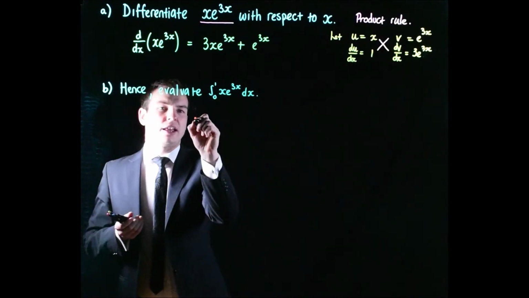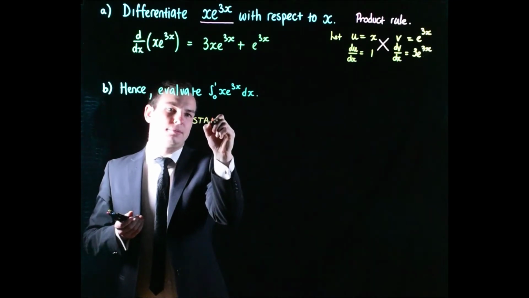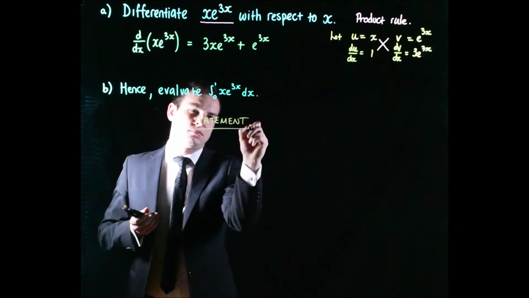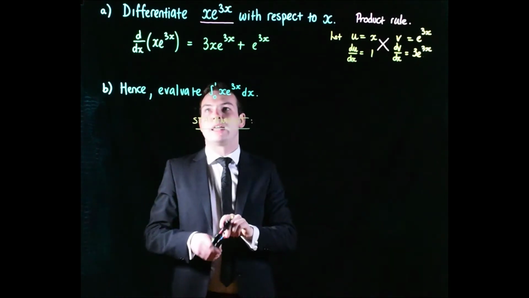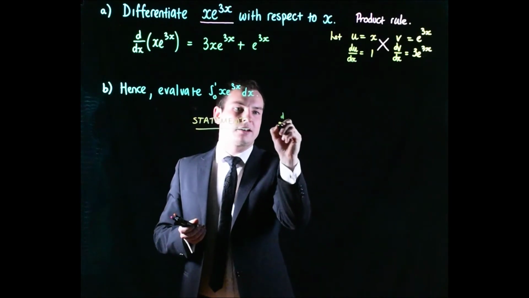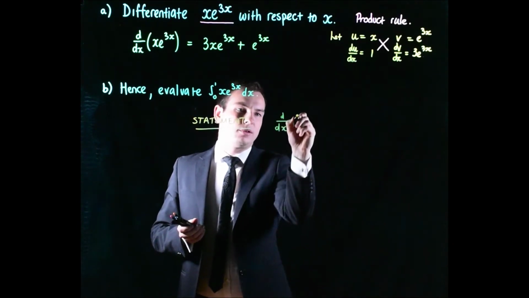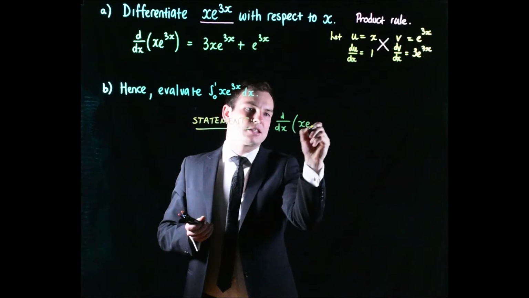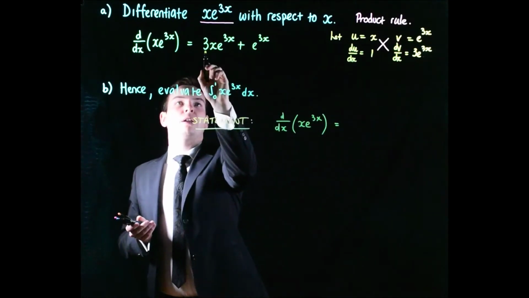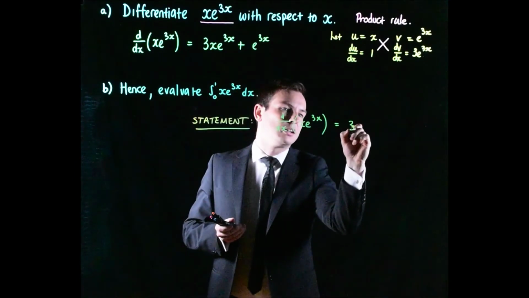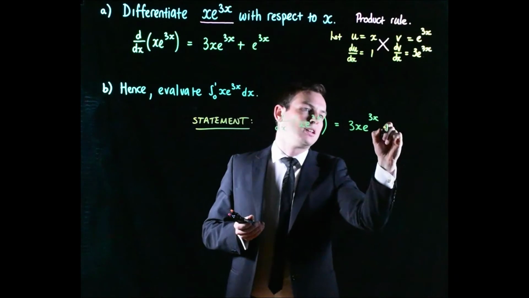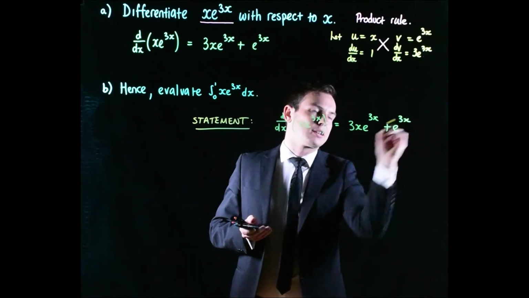So we're actually going to start this question off with a statement. And the statement relates to the derivative that we just found above. So I'm just going to rewrite that out to start with. So that is that the derivative d dx of xe to the power of 3x is equal to 3xe to the power of 3x. And then we still add plus e to the power of 3x.